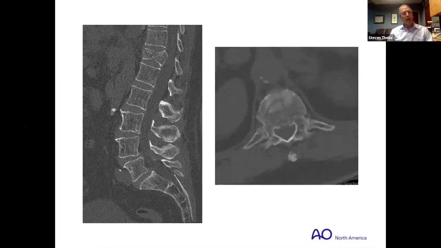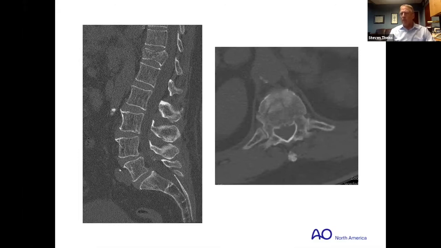At the emergency room, they went ahead and got a CT. You can see a mid-sagittal cut on your left-hand side and an axial cut on the right-hand side. The first thing we want to do, obviously, when we see a fracture of some sort is classify it to help us understand it and help us understand the various treatment options.